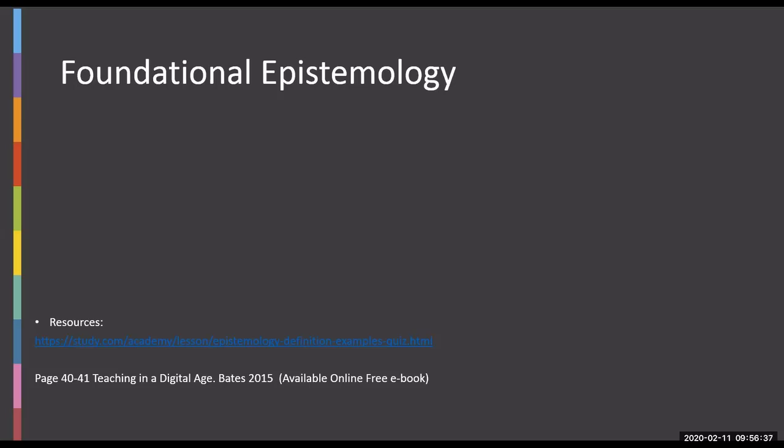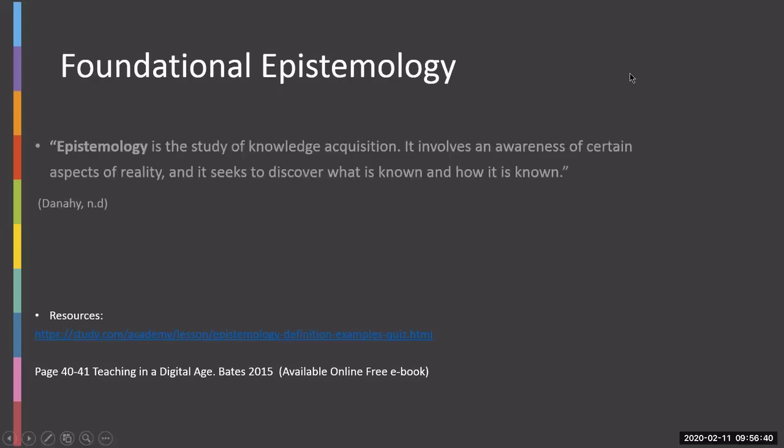According to different authors, there are different theories or different statements. The one I've selected on your screen is by Danahy, who says that epistemology is the study of knowledge acquisition. It involves an awareness of certain aspects of reality, and it seeks to discover what is known and how it is known.